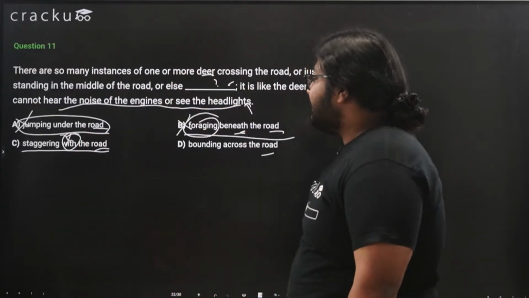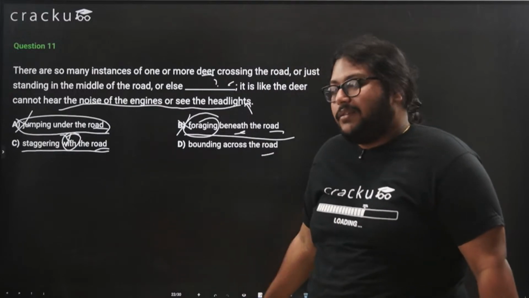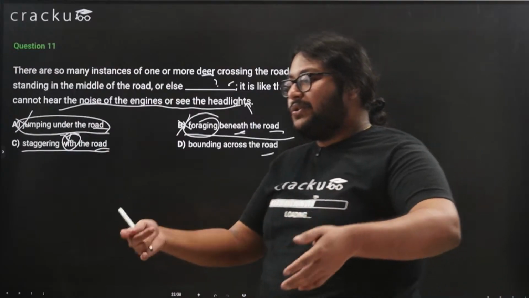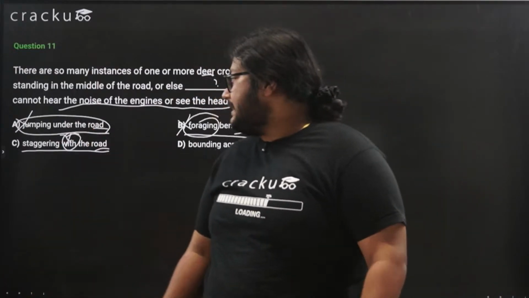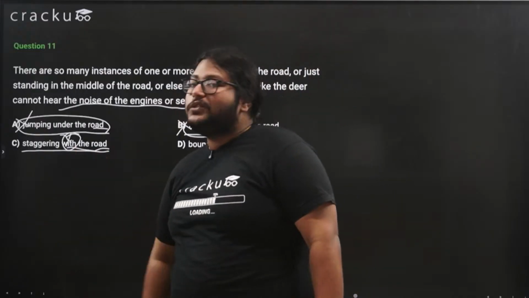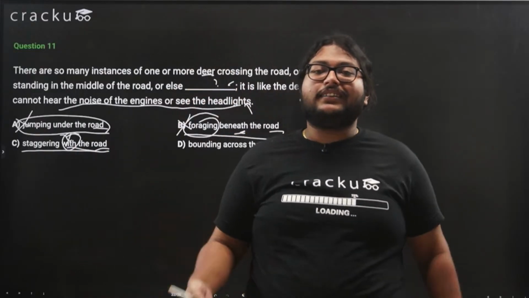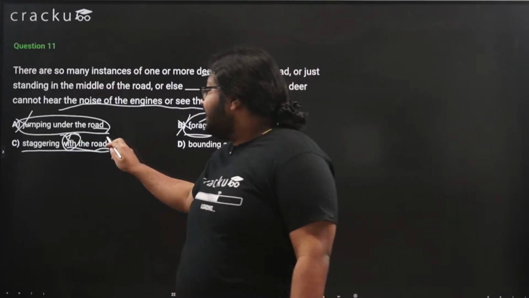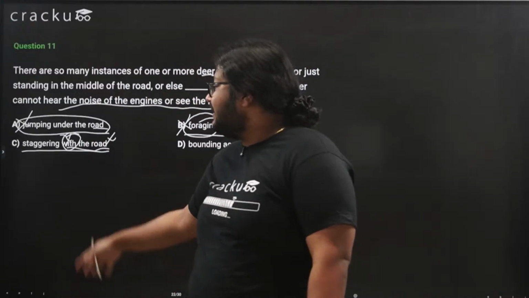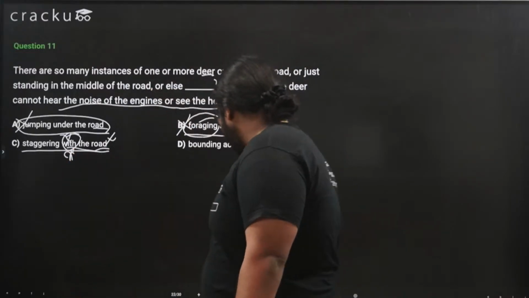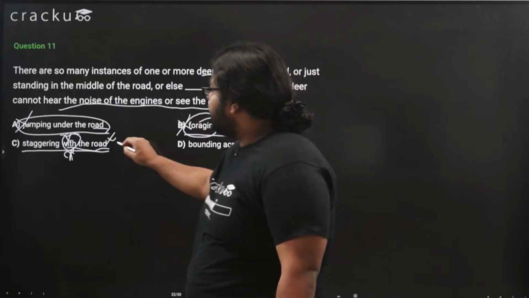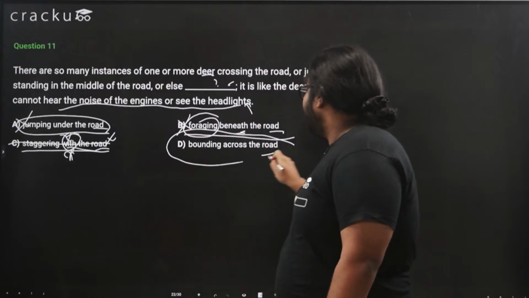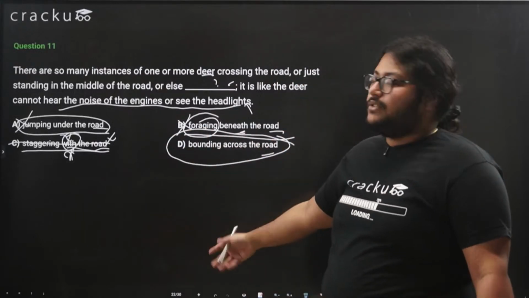It should be staggering along the road, like on the sides of the road, or staggering on the road, like walking around cluelessly on the road. That would have made sense. Staggering with the road would mean something like the road is also staggering, I am also staggering, the deer are also staggering. So this again doesn't make sense. It is illogical. So we can reject this also. D is the only one left, and also D is the only correct choice.